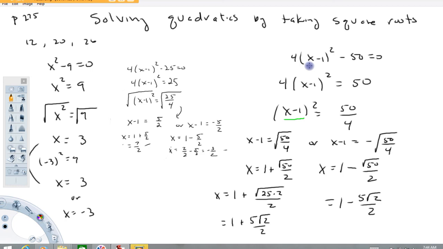So I just want to make this video to help demonstrate how to solve quadratics by taking square roots. I hope that this helps you out with that.